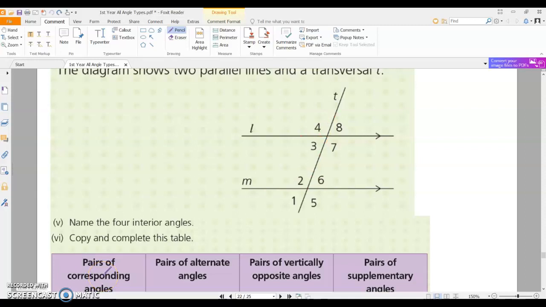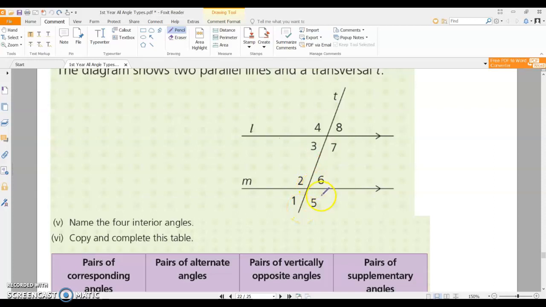A pair of alternate angles. So alternate is your Z shape. So there's your Z. So what are the angles inside the Z? 3 and 6 are alternate angles. Okay, and there's another pair there as well.